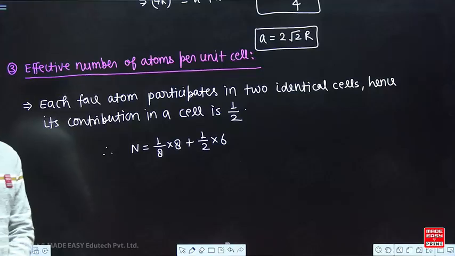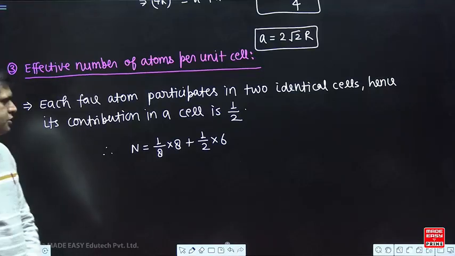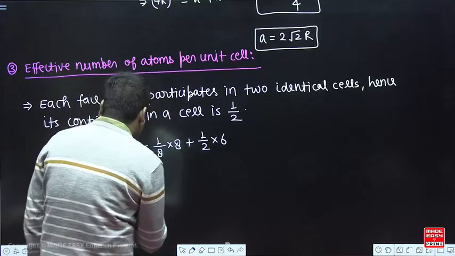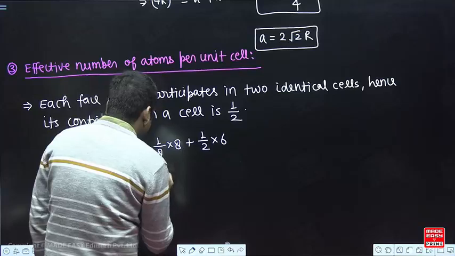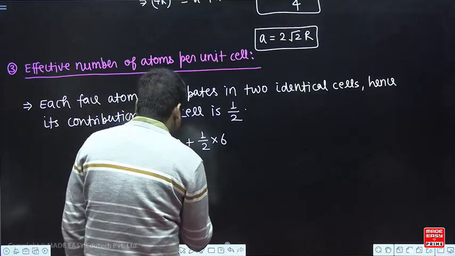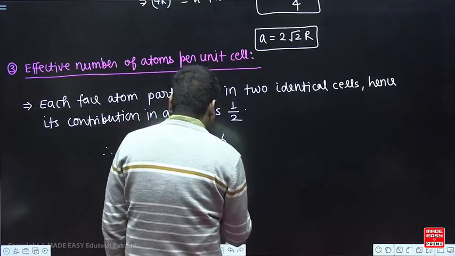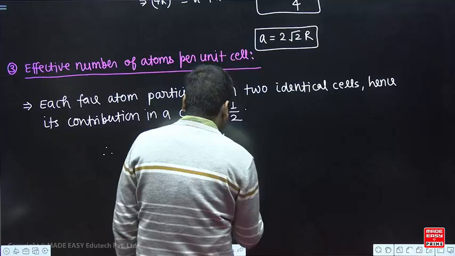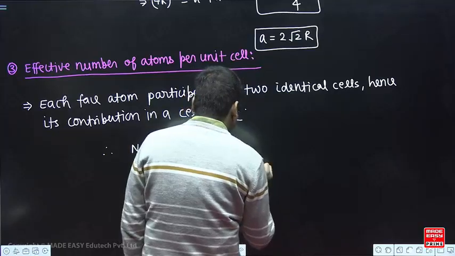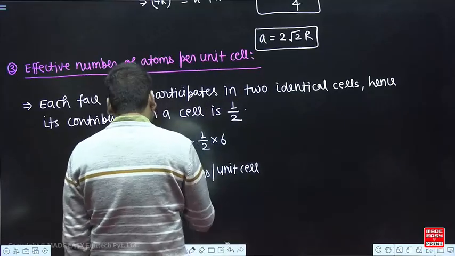How many faces are there? 6. And each face is contributing 1 by 2. So 3 plus 1, that is 4. So n is 4 atoms per unit cell. This is the value of n.